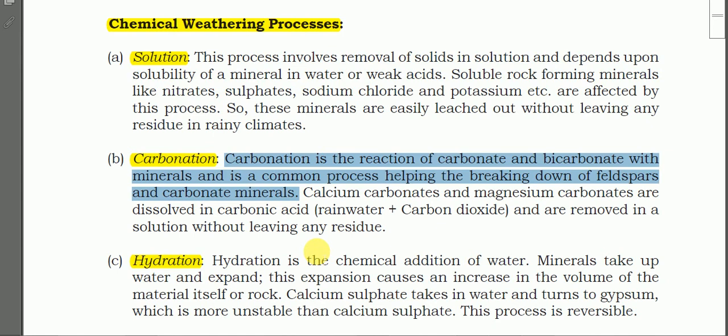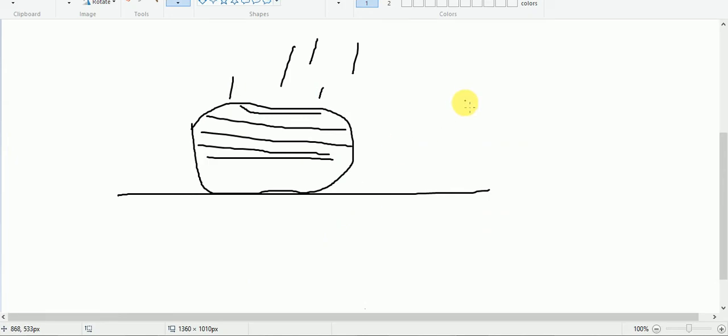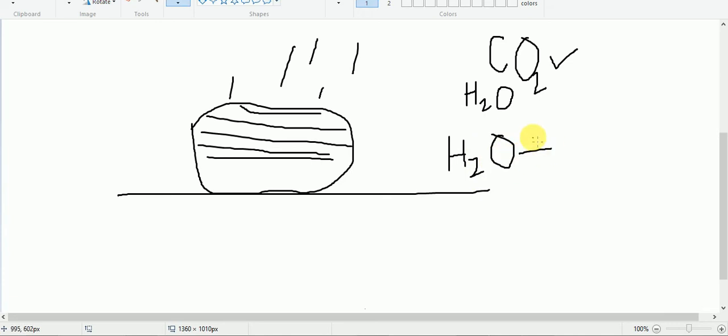Actually, you will be knowing the atmosphere contains carbon dioxide. When there is rainfall, the rainwater will dissolve this carbon dioxide, and it forms a weak acid known as carbonic acid. I think you may be learning this in science also. So this is water, and carbon dioxide is dissolved in water, and it forms a weak acid known as carbonic acid.